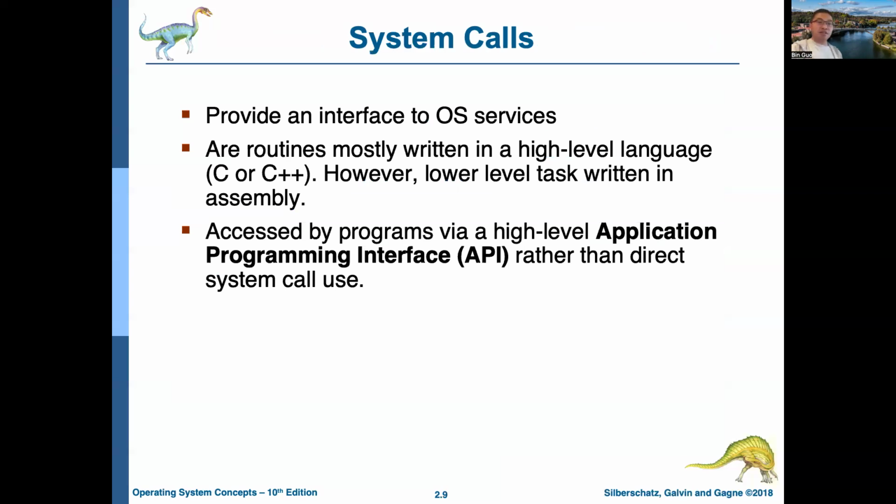Here, system call. Just now we talked about the system call being the layer between user space and kernel space, user mode and kernel mode. User mode and kernel mode, remember, are totally different. They cannot directly communicate with each other. They must use the system call. It's accessible by programs via a high-level application programming interface. We always call the API rather than directly using the system call in our programming.